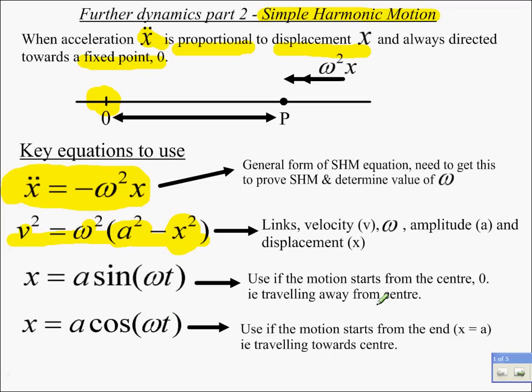So also you need to use these two. These give you the displacement as a function of time. So the key really, if you're looking at motion that starts from center O and comes out, then you use the sine. If you're looking at motion where it started from the end, say a particle held on an elastic string or spring and then let go, then you're looking at using cosine.